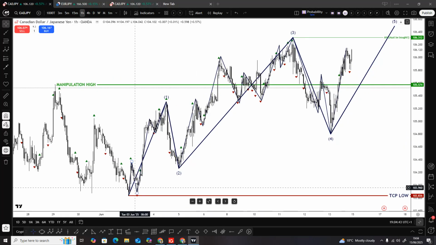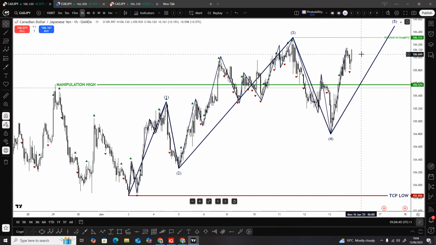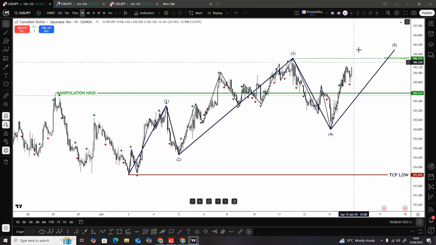But what we have here is a 0, 1, 2, 3, 4, and the 2 to 3 has been the extended wave. So this one here, we are not expecting it to be an extension, but from our expectation, we are looking forward to seeing a break above the 3 here.